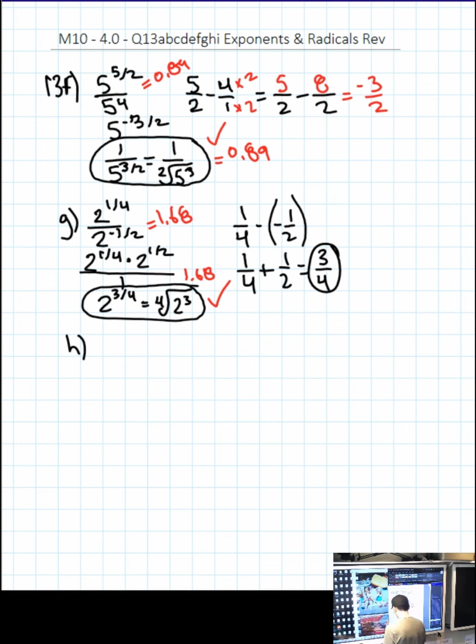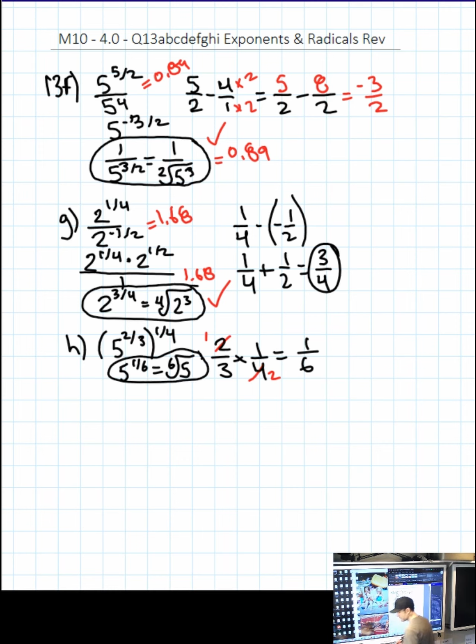Okay, H. So we have, open bracket, 5 to the 2 over 3, all to the 1/4. So we have exponents to exponents. We're going to multiply those exponents. 2 over 3 times 1 over 4 is just equal to, cross cancel, we can divide the top and bottom by 2. And we're simply left with 1 over 6, which is just 5 to the 1 over 6, and also equal to the 6th root of 5.